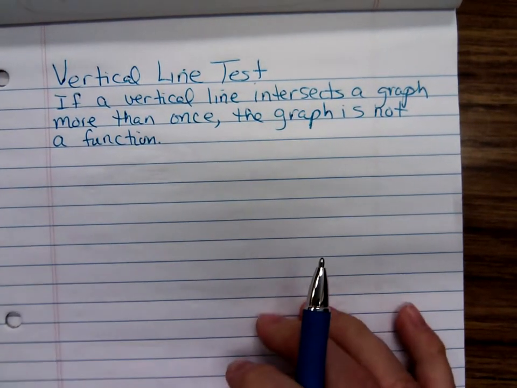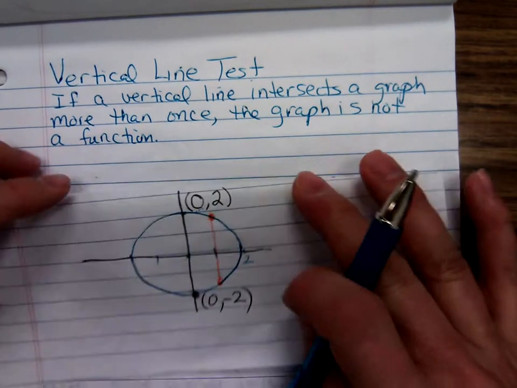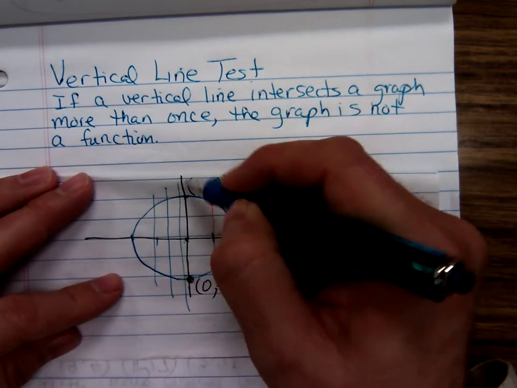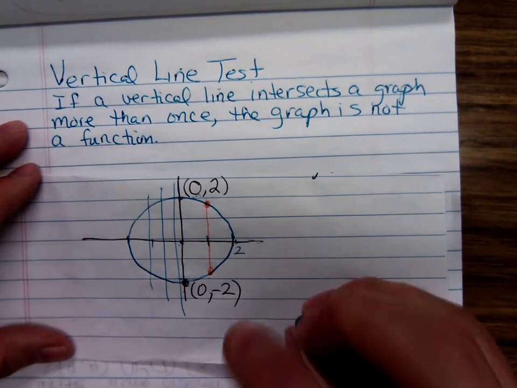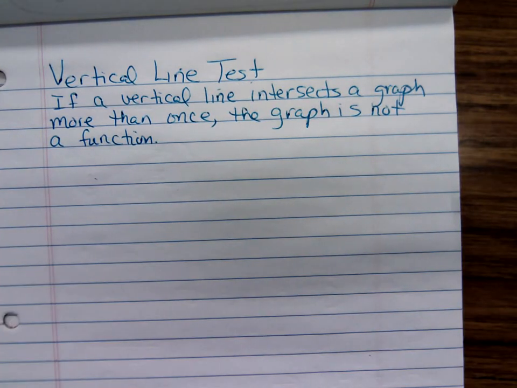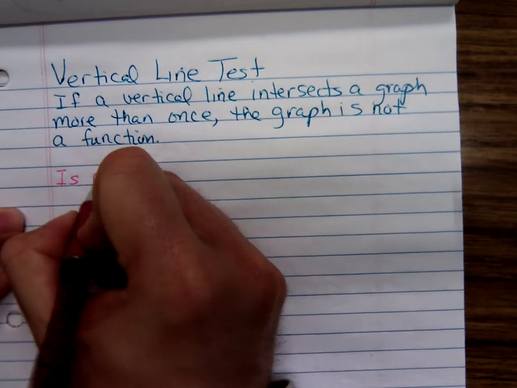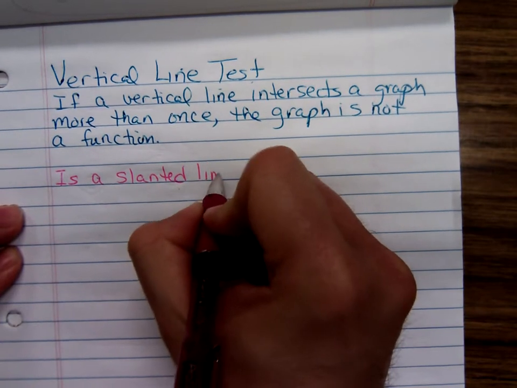This circle here, you can draw vertical lines and they intersect it more than once. Like the y-axis, heck, the y-axis intersects it more than once. So it's not a function. What about something like a slanted line? Would a slanted line be a function? Let's answer that question. Is a slanted line a function?